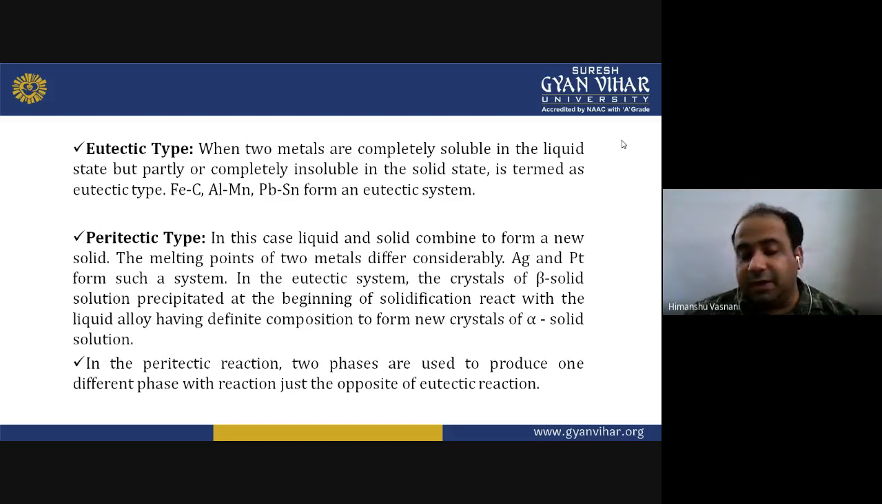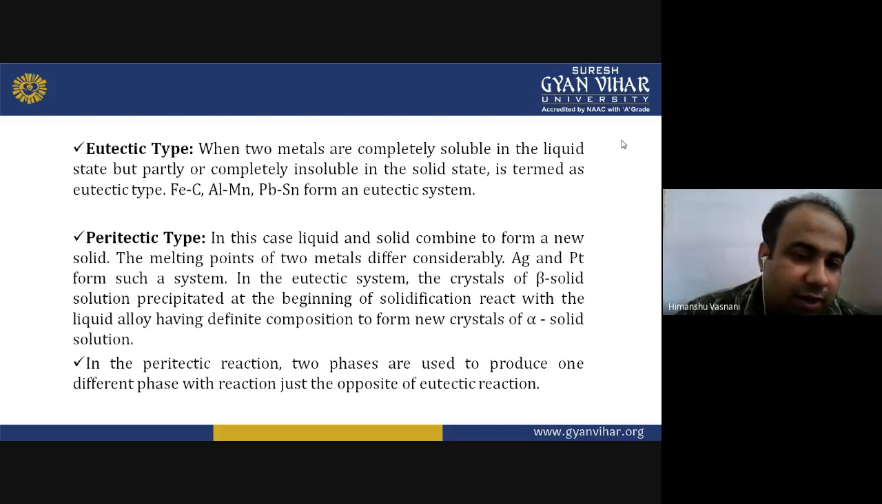You can, for example, Ag and Bt form such a system. In the eutectic system, the crystals of beta solid solution precipitated at the beginning of solidification react with the liquid alloy having definite composition to form new crystals of alpha solid solution. Okay, now in the peritectic type that we are studying, what happens?